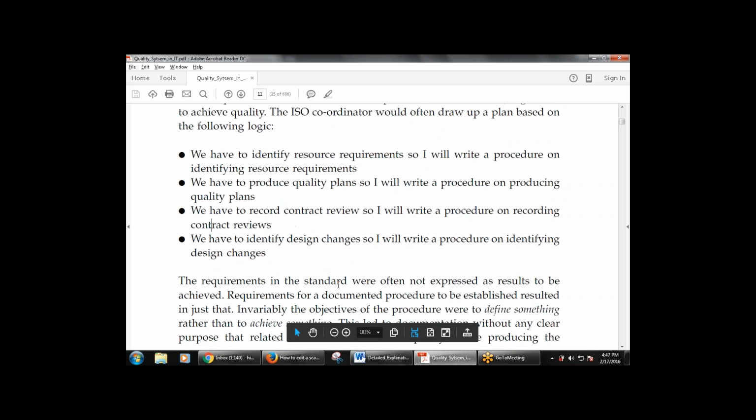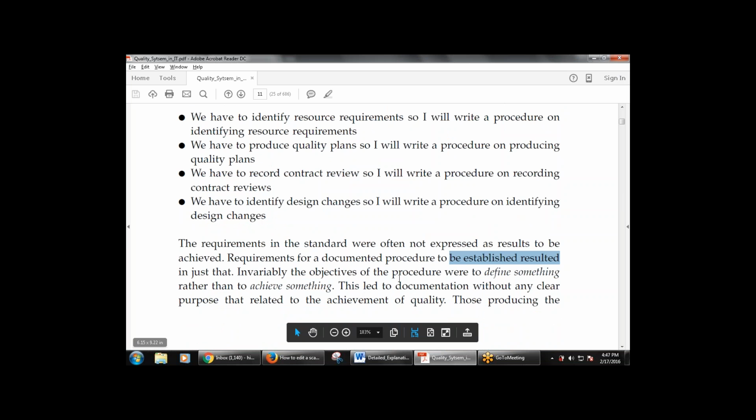The requirements in the standard were often not expressed as results to be achieved, and requirements for documented procedures to be established were used to define something rather than to achieve something. That means defining the concept is very important, that is the main objective of the procedure, and that led to the documentation. Because if I define something, there is documentation, documenting objects used without any clear purpose that relates to the achievement of quality.